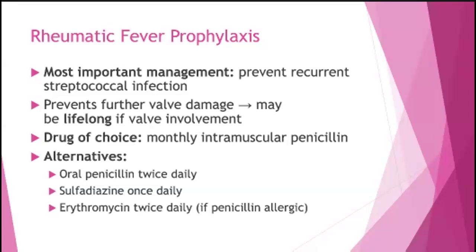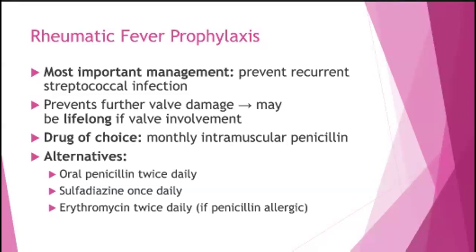So the duration of the prophylaxis: if the heart valve is affected, prophylaxis might be lifelong. Without valve involvement, the length of prophylaxis depends on the severity and age. It's usually for about 5 to 10 years. The drug of choice is going to be that IM penicillin because it's considered the most reliable method.